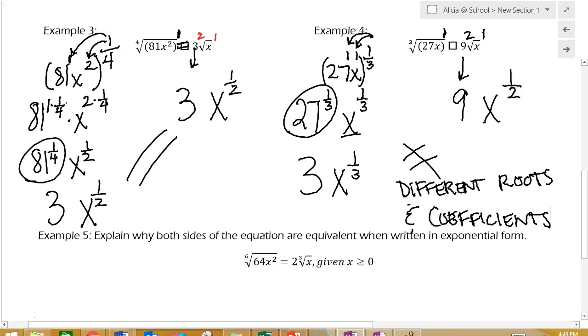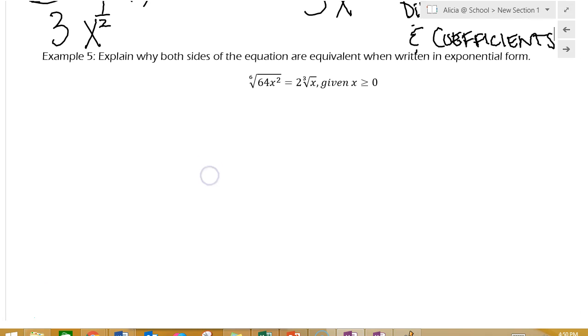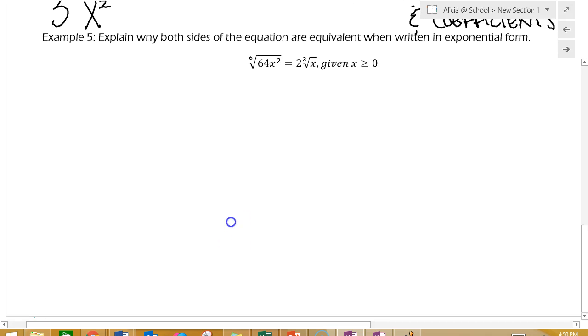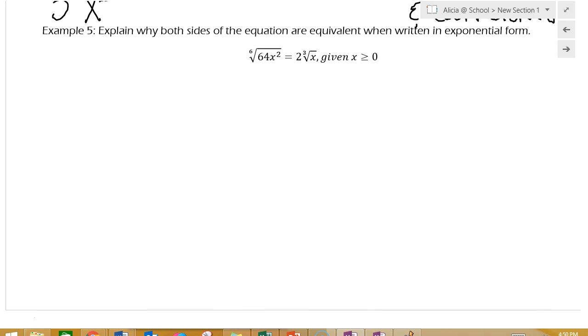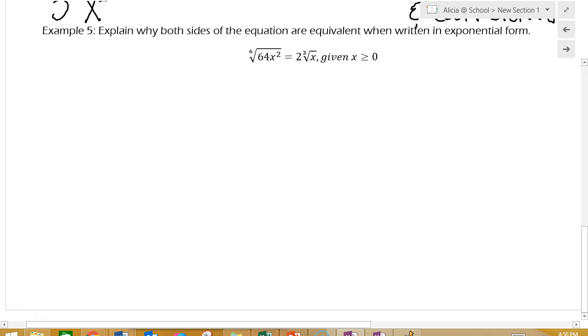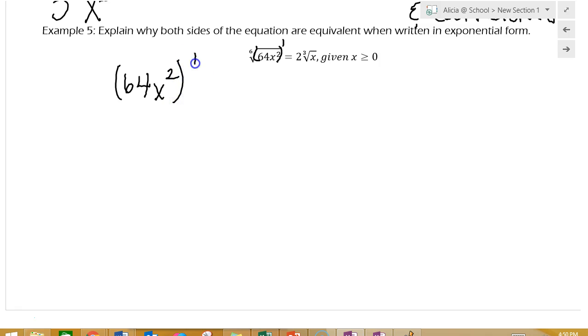Our last example in this video is going to be explaining why both sides of the equation are equivalent when written in exponential form. So focus on one side here. Remember, switching everything into radical form makes it a little bit easier to see if things are equal. So looking at this first one, I'm going to put that in parentheses and give it a power of 1 because it's not already in parentheses. So I'm going to have 64x squared, all raised to the 1/6 power.